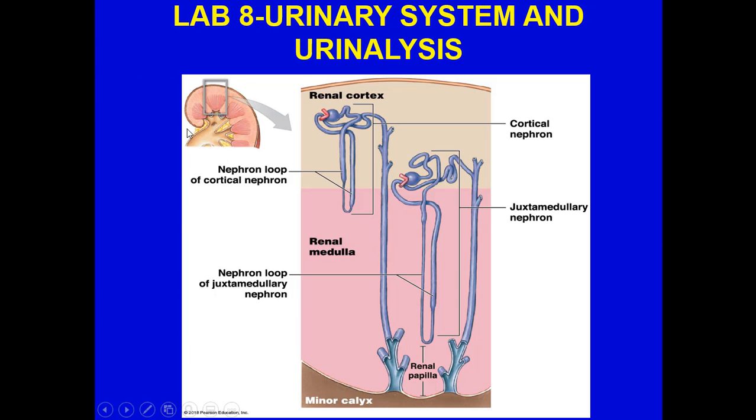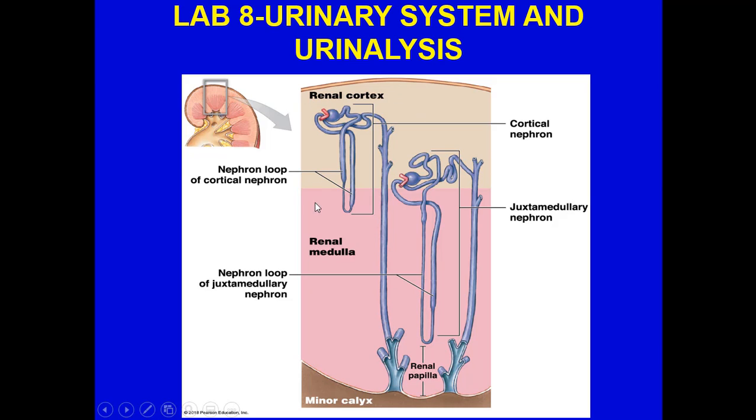Now, as you can see, here is this magnification. Here is our nephron. You can see here the glomerulus. You have the proximal convoluted tubule. Then you have the nephron loop, descending, ascending. And then this longer distal convoluted tubule. And then, of course, it empties up into the collecting ducts.